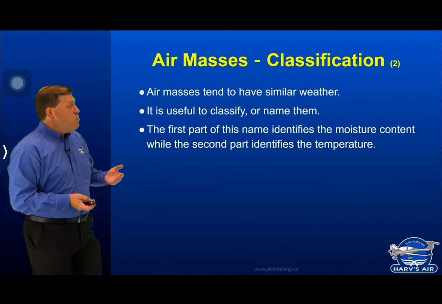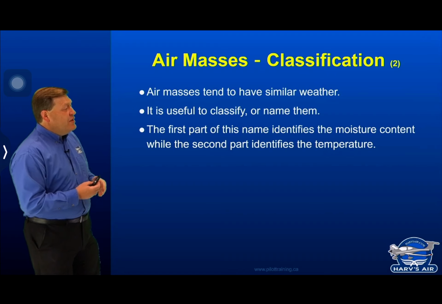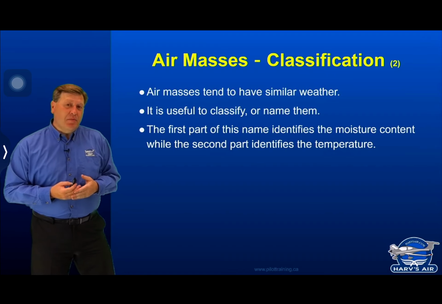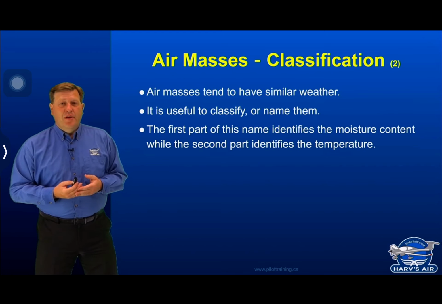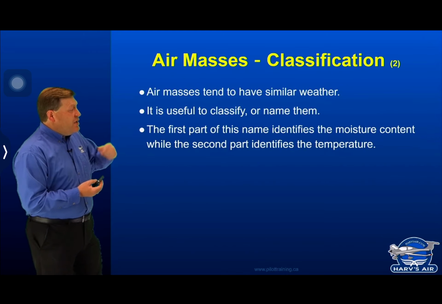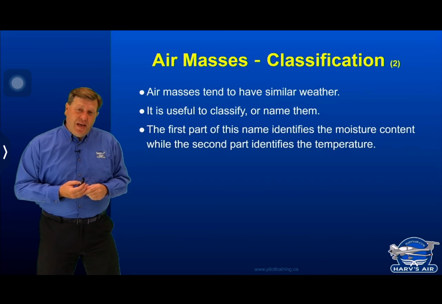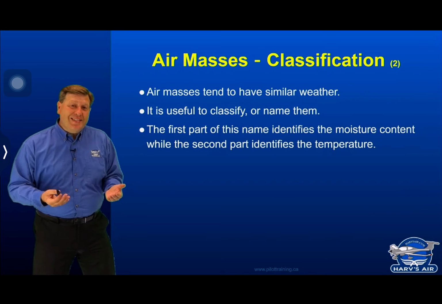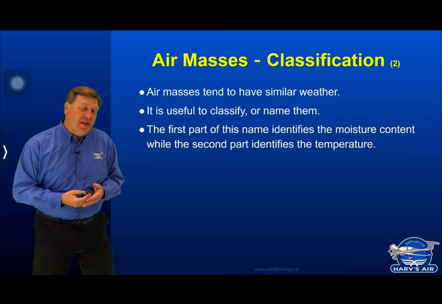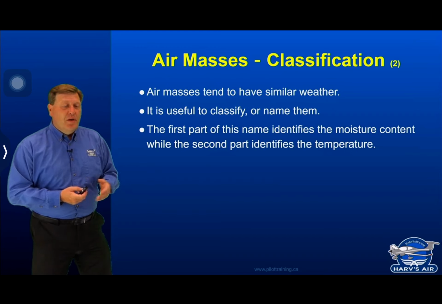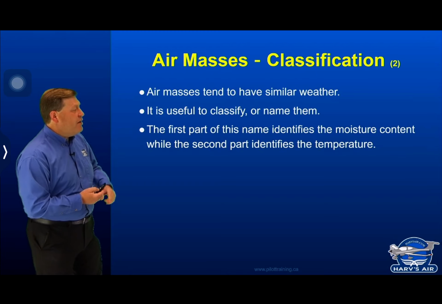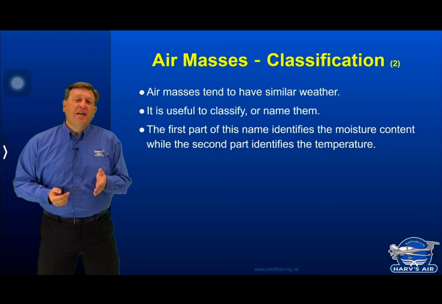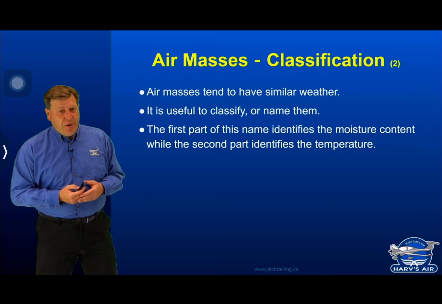Now, remember, within an air mass, you're going to tend to have similar weather. It's a uniform parcel of air, right? It's useful to name and classify these masses of air because it can tell us a lot about what weather can happen within them. Remember, the first part of the name, as you have seen, is going to be the moisture content. The second part is going to identify the temperature of that particular parcel of air.